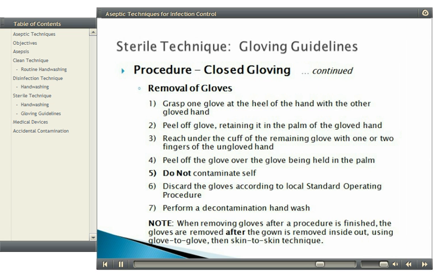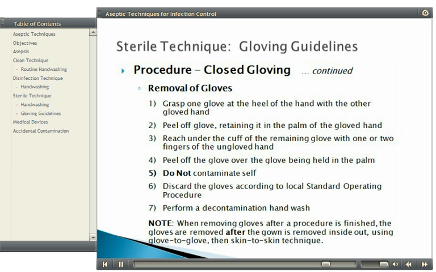Sterile technique, gloving guidelines. Procedure, closed gloving continued. Removal of gloves. 1. Grasp one glove at the heel of the hand with the other gloved hand. 2. Peel off glove, retaining it in the palm of the gloved hand. 3. Reach under the cuff of the remaining glove with 1 or 2 fingers of the ungloved hand. 4. Peel off the glove over the glove being held in the palm.